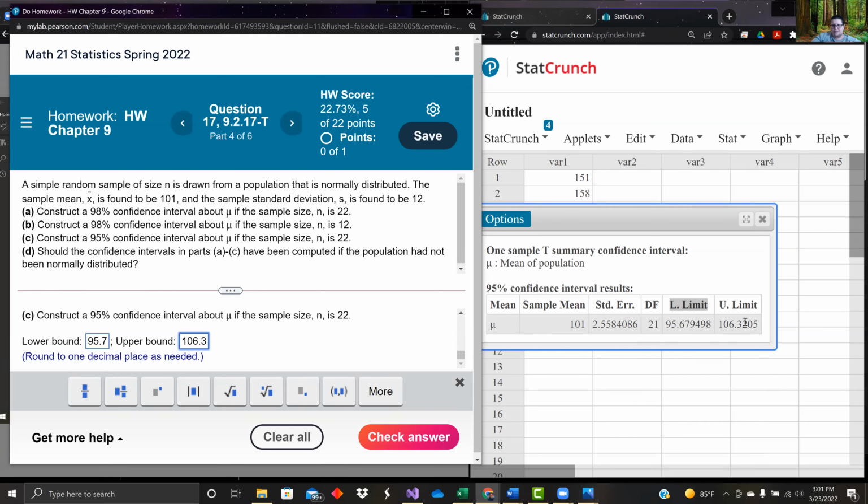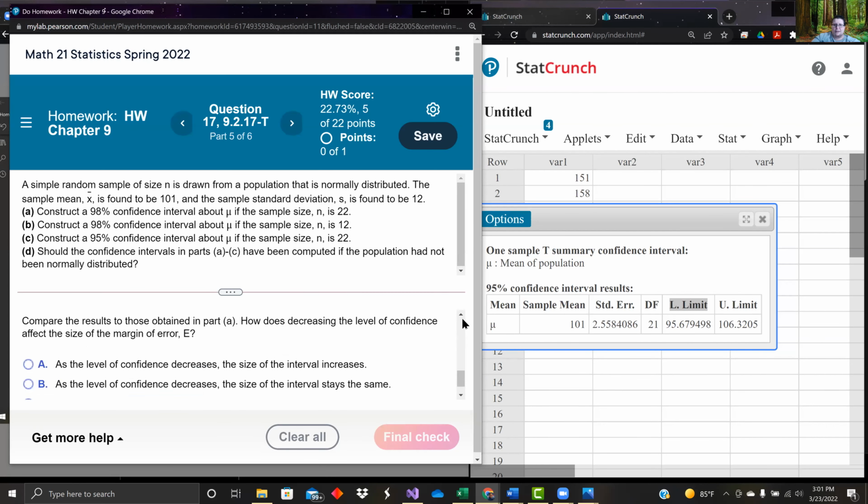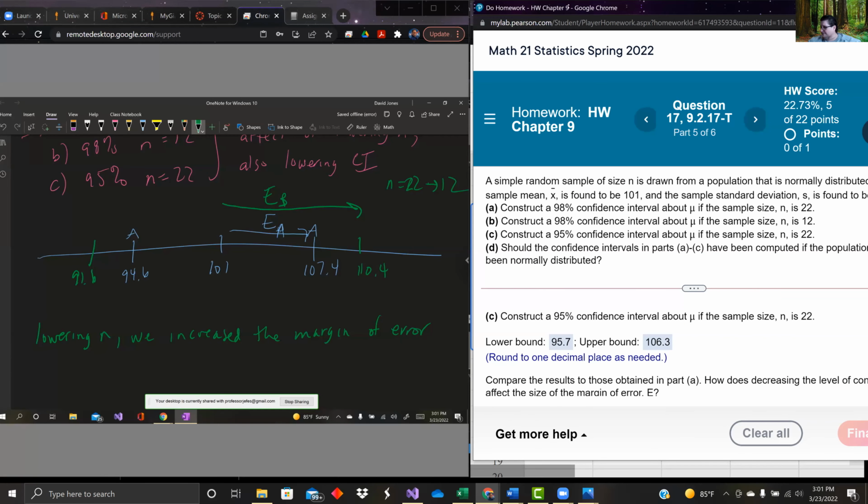Did I do everything right? 95.7, 106.3. I'll check my answers. All right, they're going to want me to use that. So I'm going to come graph that and see what's going on. So for part C, I've got 95.7, which is a little larger than 94.6. And I've got 106.3, which is a little lower than 107.4. Which looks like our margin of error has gone down. It's shorter.